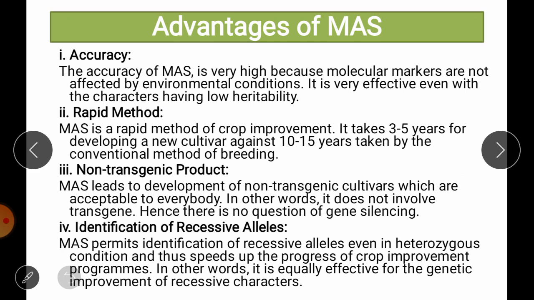As I already told you, it is a method which gives you high accuracy because molecular markers are not affected by environmental condition, and therefore you can use these molecular markers in those crops or for those characters which have low heritability. Then the next one, it is a rapid method of crop improvement because it takes 3 to 5 years for developing a new cultivar against 10 to 15 years taken by conventional methods of breeding.